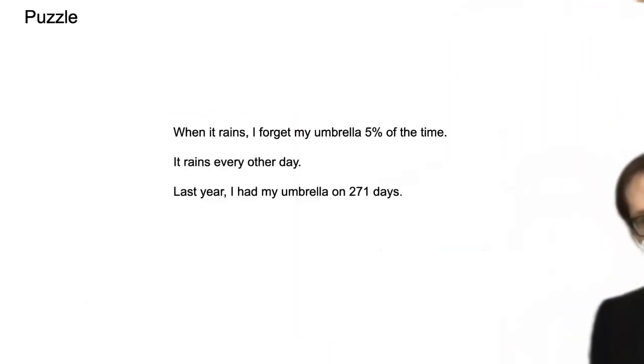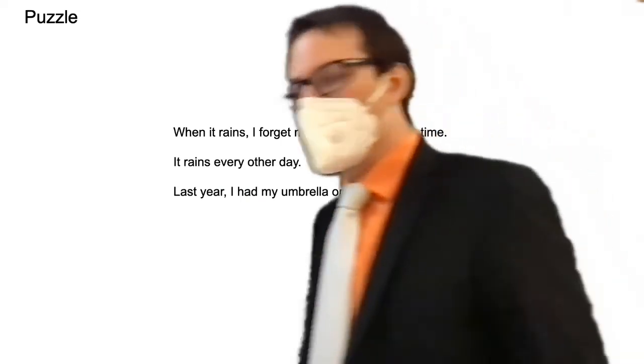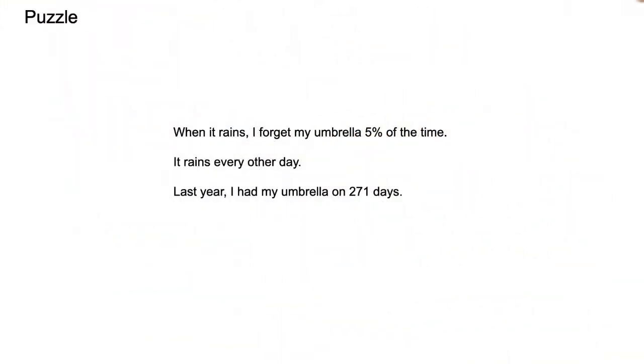Okay. So now that we have everything, here is a puzzle. When it rains, I forget my umbrella 5% of the time. Maybe it's based on the previous years. The other information, maybe from Meteo Suisse, Meteo Schweiz, it rains every other day. That's another piece of information. Last year, that's the third information, I had my umbrella on 271 days. And what I want to know is, since I have my umbrella to date right there in my bag, is it raining outside? How do you do that? How do you solve that?